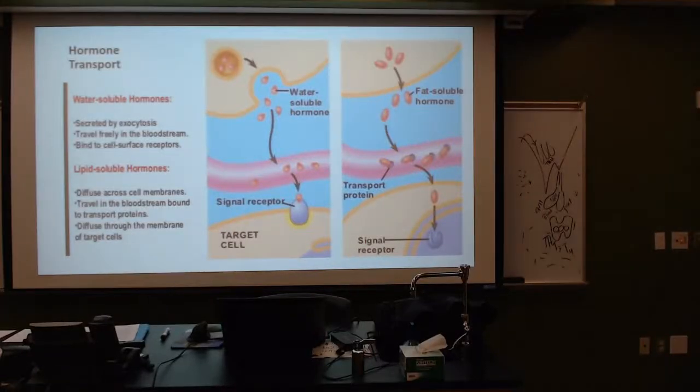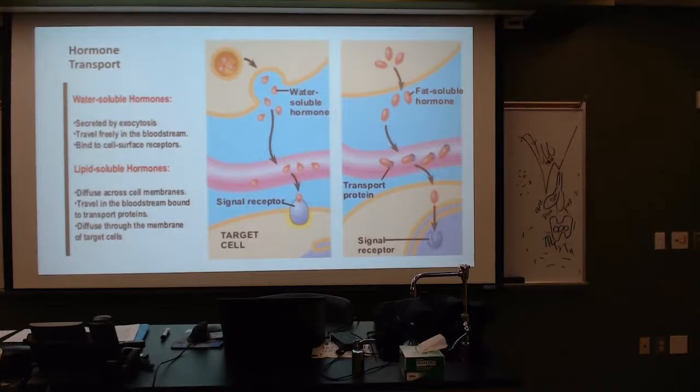Cell. Lipid bilayer. Fat to fat, and it let it through. That makes sense. But now, my water soluble chemical gets to its target cell.